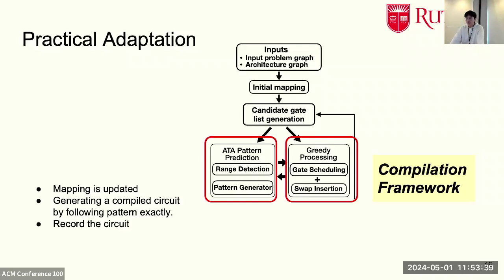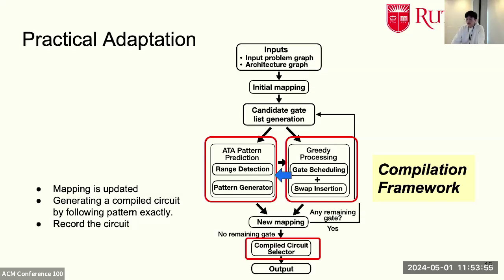Once the qubit mapping is modified by the greedy process, the pattern generator will generate the pattern with the new qubit mapping and check the depth and gate count again for the remaining circuits. So in the end, the selector will check each data point saved and output the circuit with the minimum circuit depth, gate count, or highest circuit fidelity.